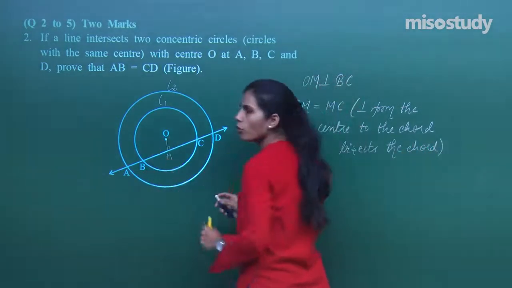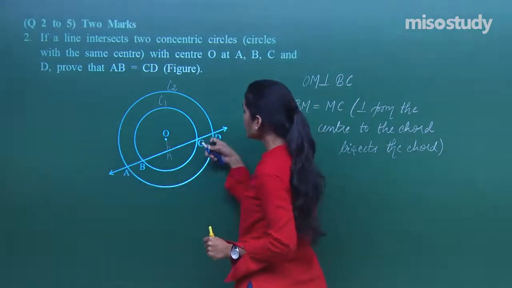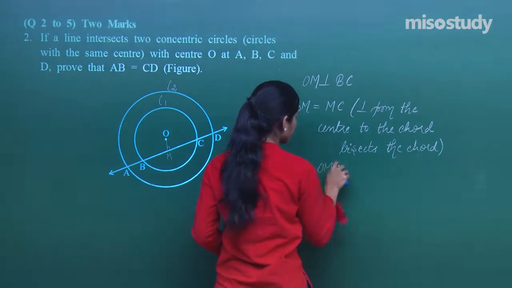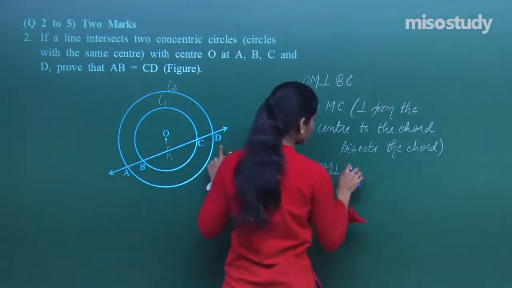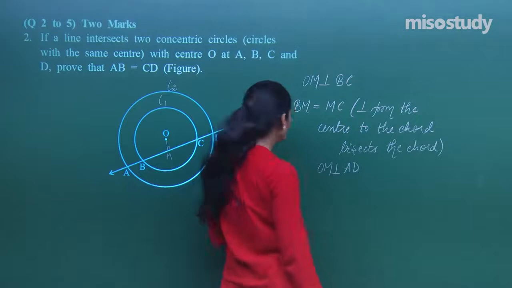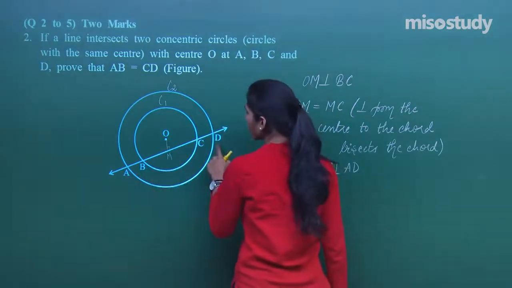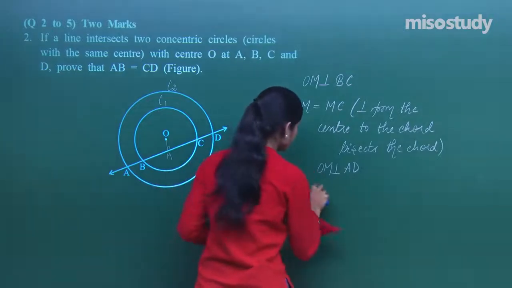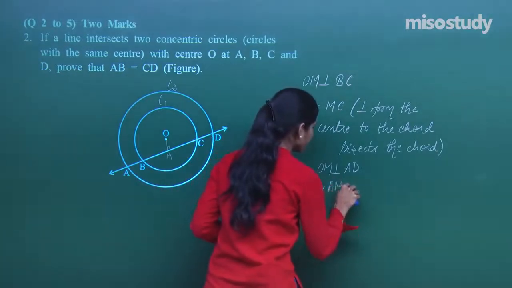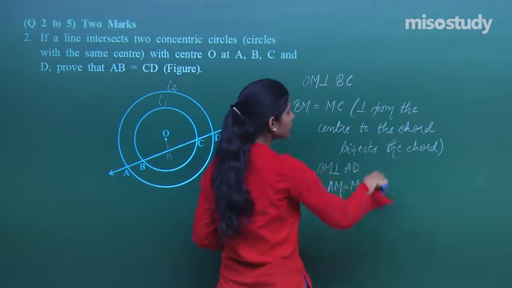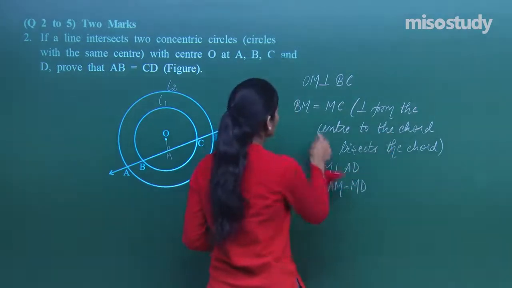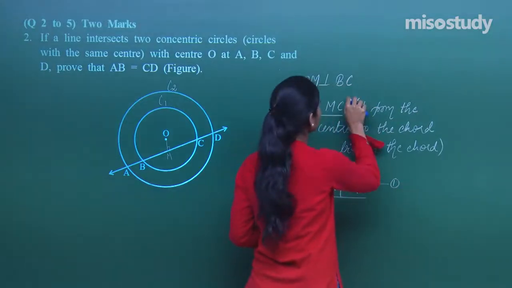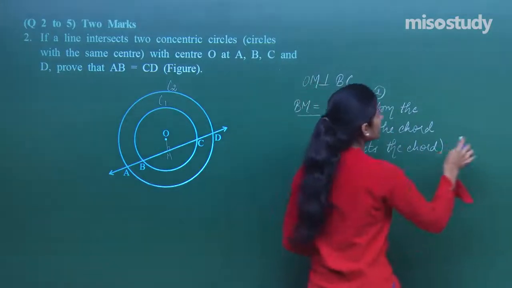Moreover, the same OM is acting as perpendicular to the chord AD of the circle C2. So OM is also perpendicular to AD, chord AD of circle C2. Again, perpendicular from the center to the chord AD is going to bisect the chord AD. So I will have AM is same as MD. Exact same reason which is written over here. So I have BM is same as MC, AM is same as MD. Say this is 1 and say this is 2.